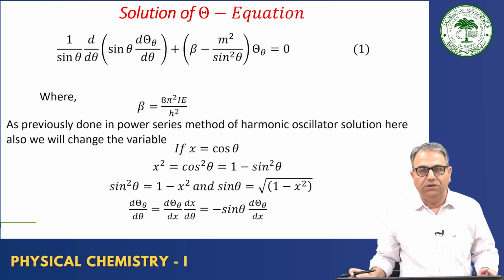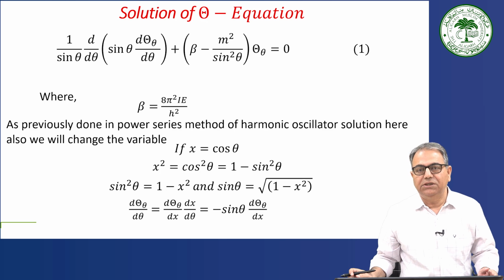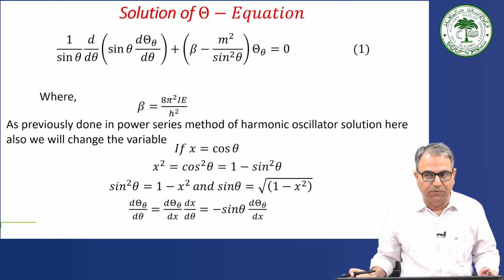The phi equation solution has given you the value of the magnetic quantum number m, which has a value equal to 0, plus minus 1, plus minus 2, and the physical significance of this phi equation solution, the eigenfunction of the phi equation, was that it represents the Lz component, that is, the z component of the angular momentum. So this we talked about in the previous module.